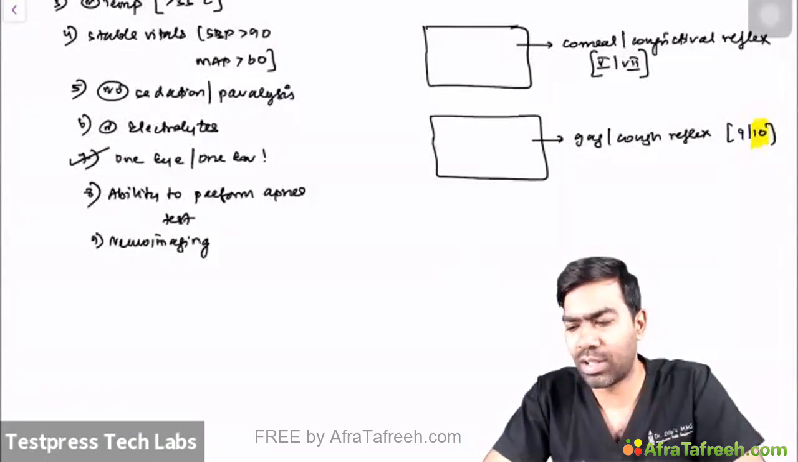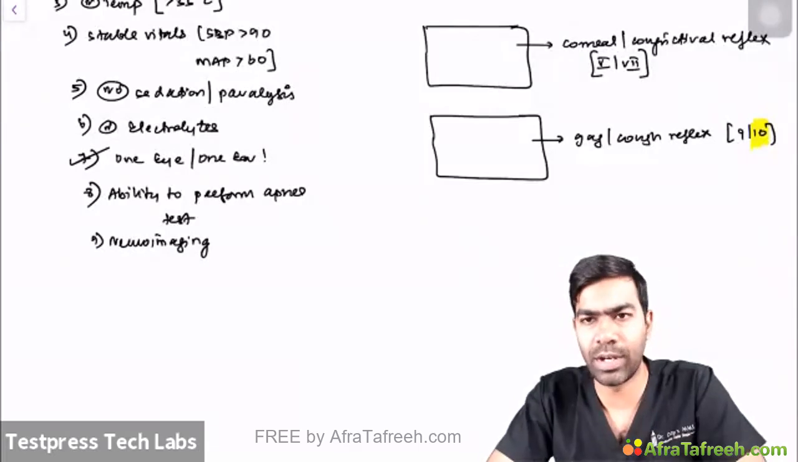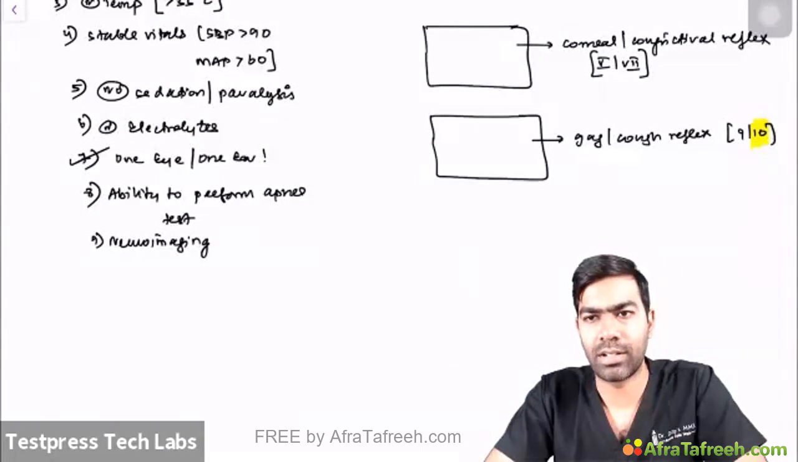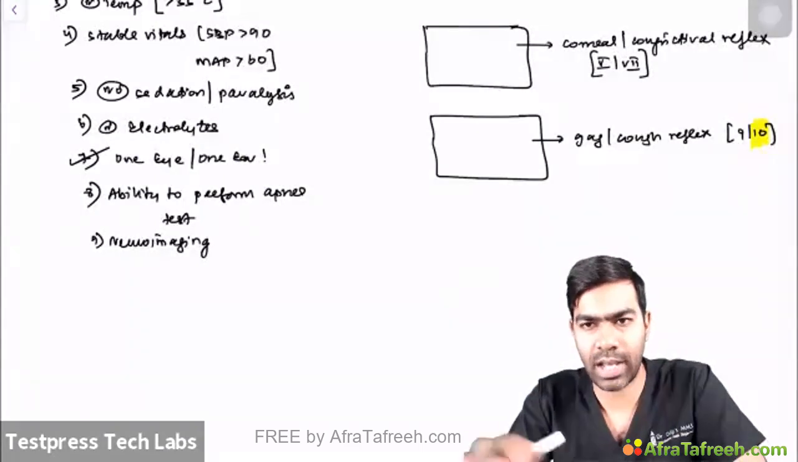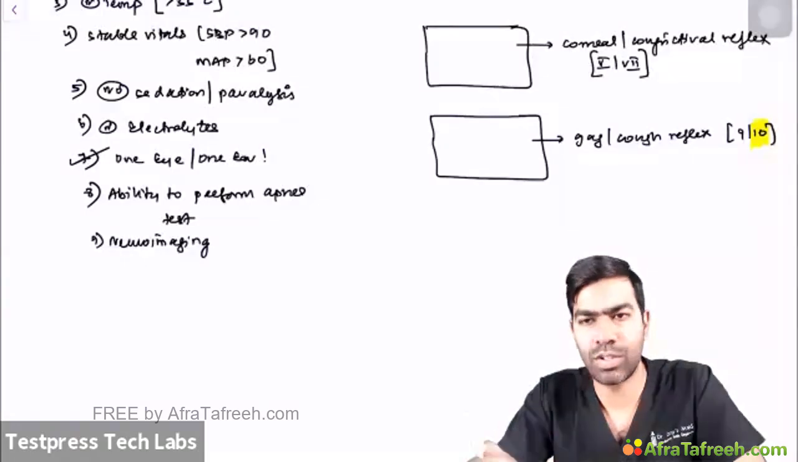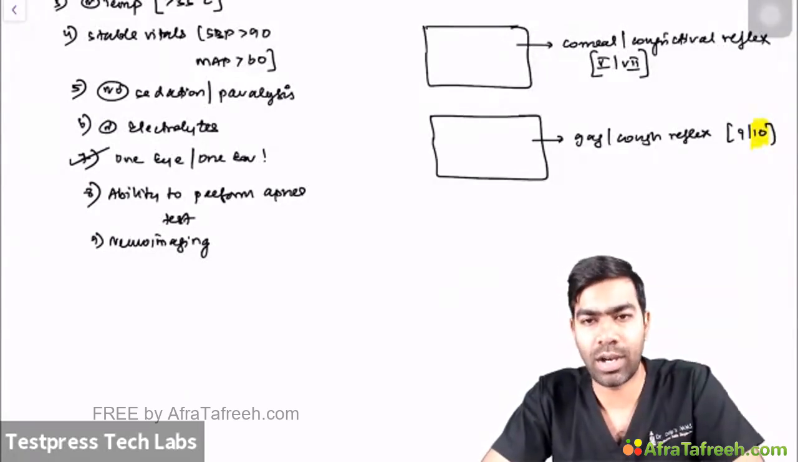Your cough reflex is easy to perform. Most of the patients will be intubated. Not most, all patients will be intubated. So you can put a suction catheter into the endotracheal tube and go deep into the carina, and you can try stimulating the carina. Once you stimulate the carina, the patient should not be able to cough. And the patient should not be paralyzed as well. That's most important. Then I can prove that the gag and cough reflex are completely absent.